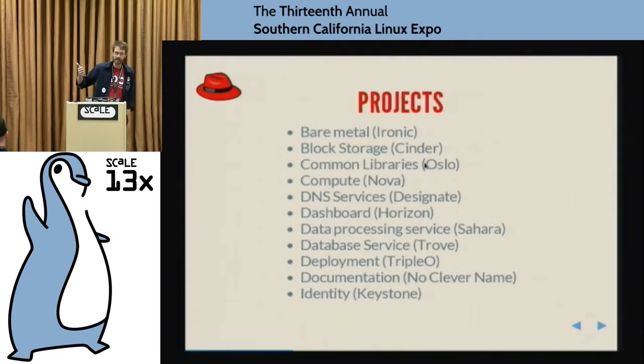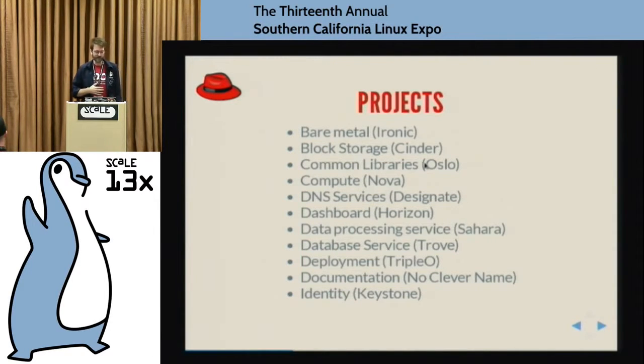Block storage is your server disks. That's called Cinder. Oslo is an abstraction that pulls out a lot of the common libraries that have been used all across the board that had been duplicated prior to Oslo showing up on the scene. Nova, the name comes from NASA. Nova was the one that came out of OpenStack. But this is the compute layer.